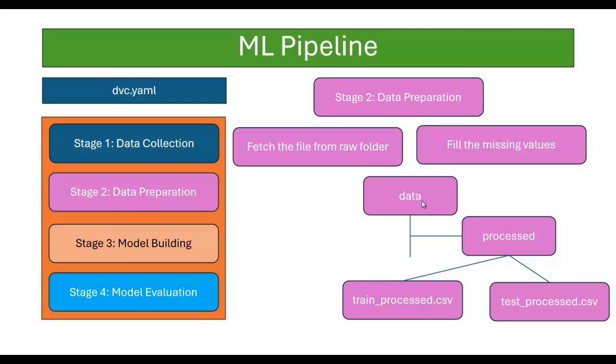And we will save our processed data with the names train_processed.csv and test_processed.csv inside this processed folder. Hope all of you are clear with this. Now let me show you this practically. Let's jump to VS Code.